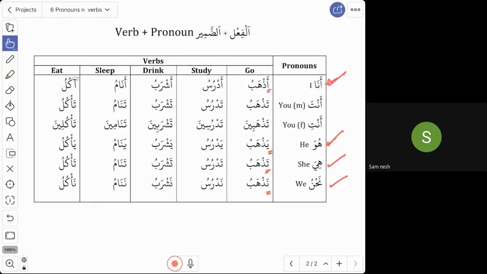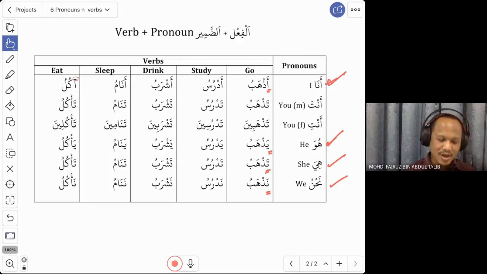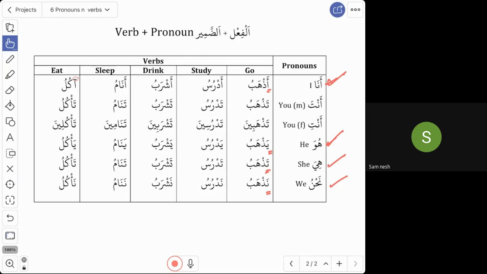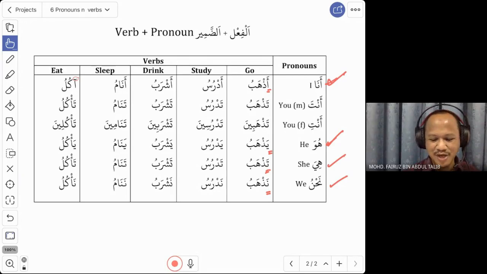So what is mudhari? Mudhari is the term to refer to present tense. But for this level, we are not interested in introducing the terms unless you have learned a good amount of vocabulary. Later on, we can introduce the term. But that is good if you can pick up the term mudhari. So mudhari is referring to present tense.